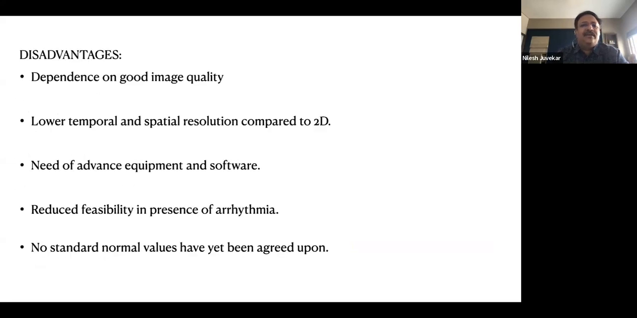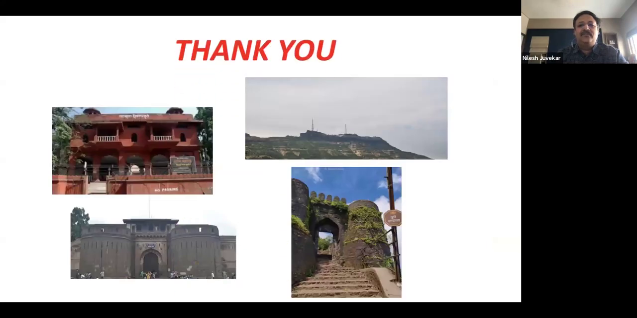However, it is not without disadvantages. It is highly dependent on good image quality. It has lower temporal as well as spatial resolution compared to 2D. It needs advanced equipment and software. There is reduced feasibility in the presence of arrhythmias, and there are no standard values yet which have been agreed upon. So thank you very much for your patient listening.